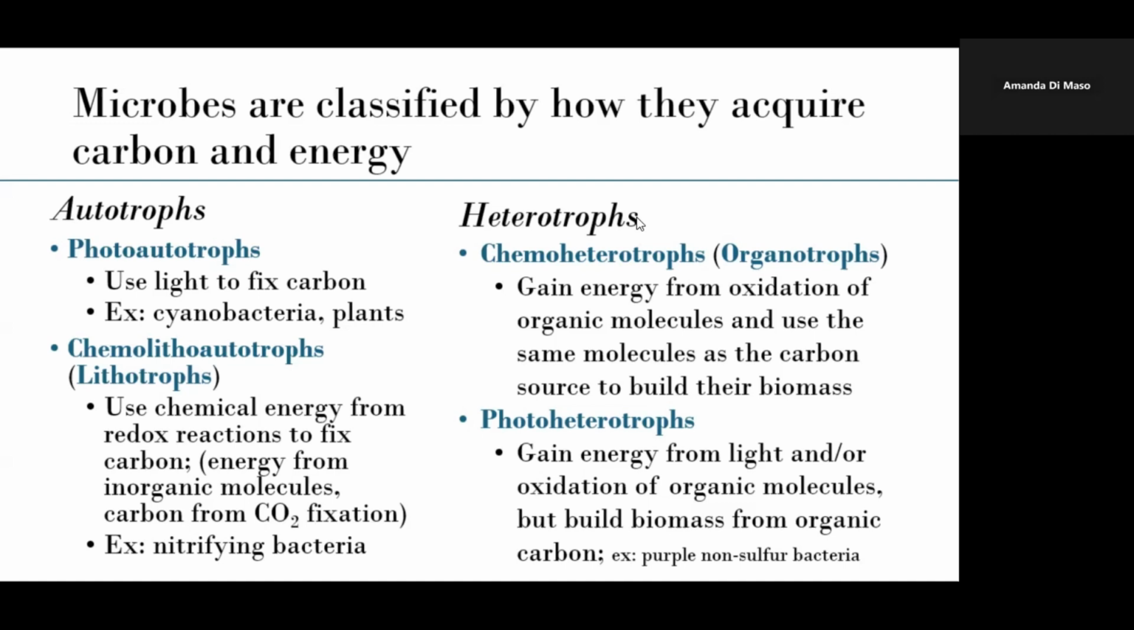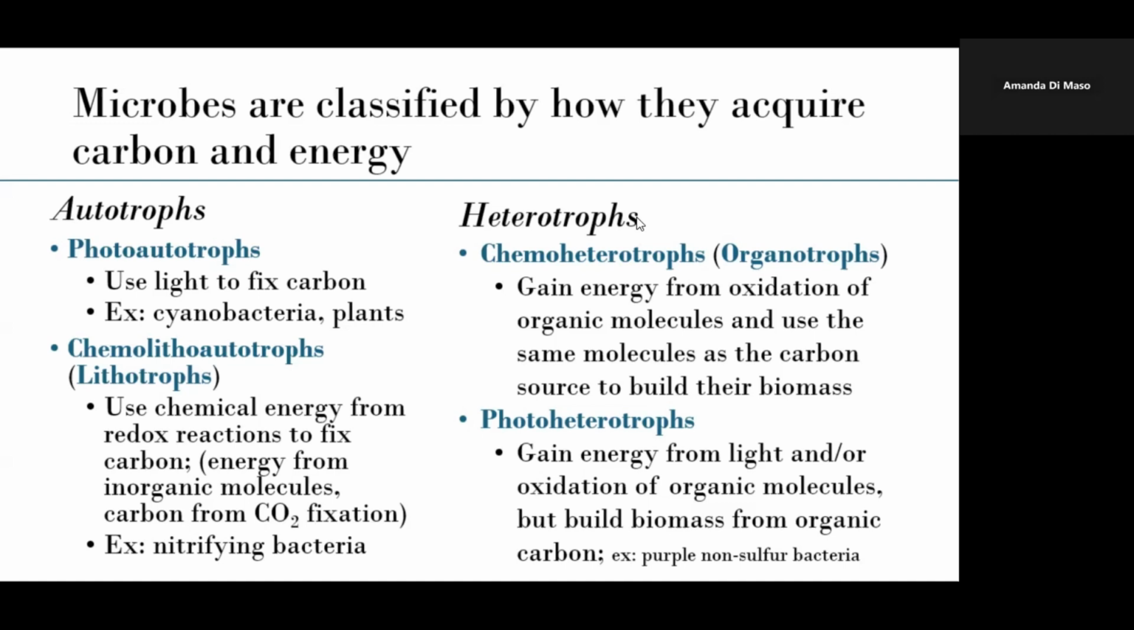Then we have the heterotrophs. The chemoheterotrophs, we call them just organotrophs to make it a little bit easier. This is us. So we eat organic molecules and we gain energy by oxidizing them, and then we use the carbon in them to build our biomass. We got to eat everything to get everything.